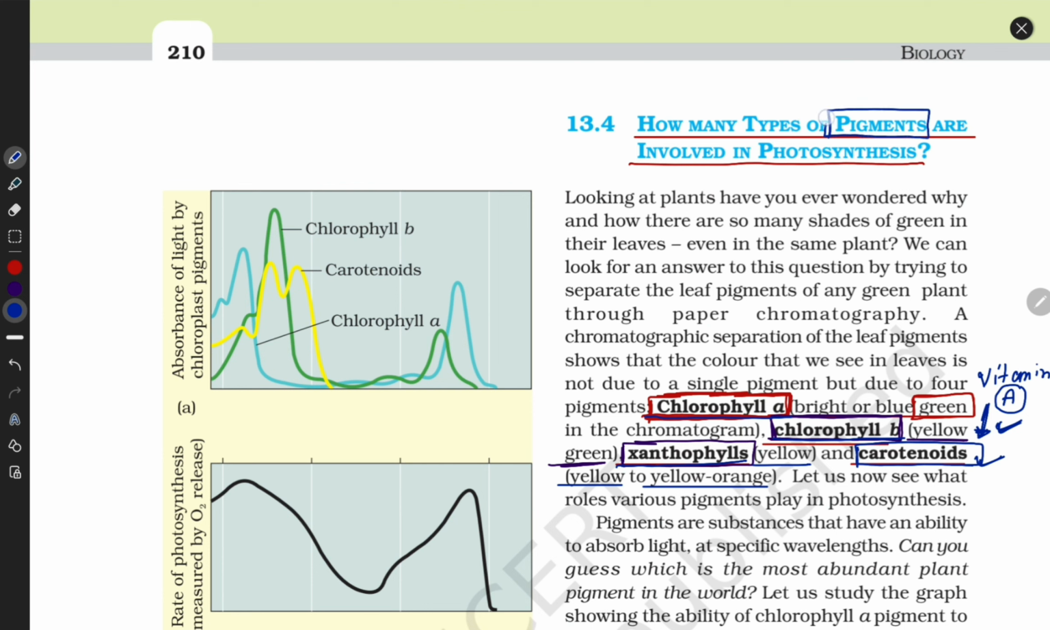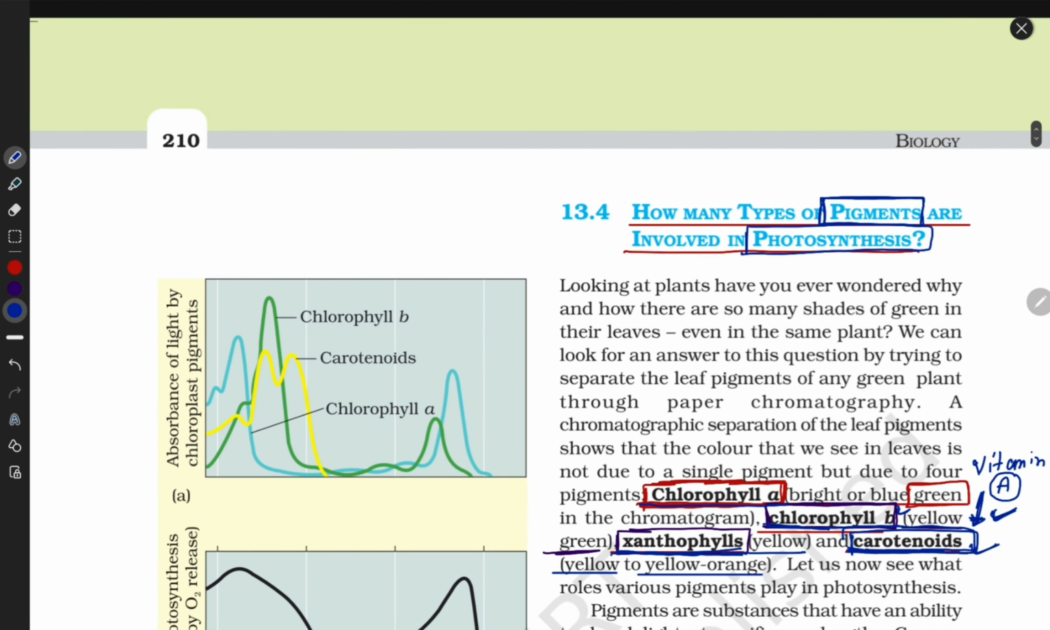They are responsible for what? They are responsible for photosynthesis. Now, chlorophyll A absorbs a different wavelength of light. Chlorophyll B absorbs a different wavelength of light. Xanthophylls absorb a different wavelength of light, and carotenoids also absorb a different wavelength of light.